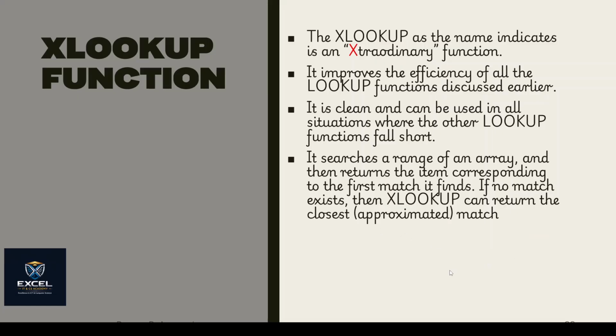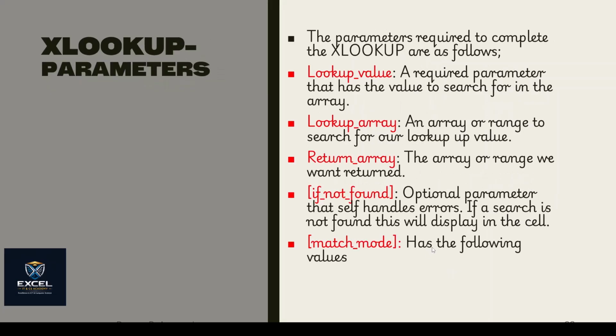Let's look at the parameters of the XLOOKUP. The parameters required to complete the XLOOKUP are as follows. The lookup value, a required parameter that has a value to search for in the array. Lookup array, an array or range to search for our lookup value. Okay, the first is the lookup value, the next is our array. Return array, the array or range we want returned or output from our formula. If not found, this is an optional parameter that handles errors.